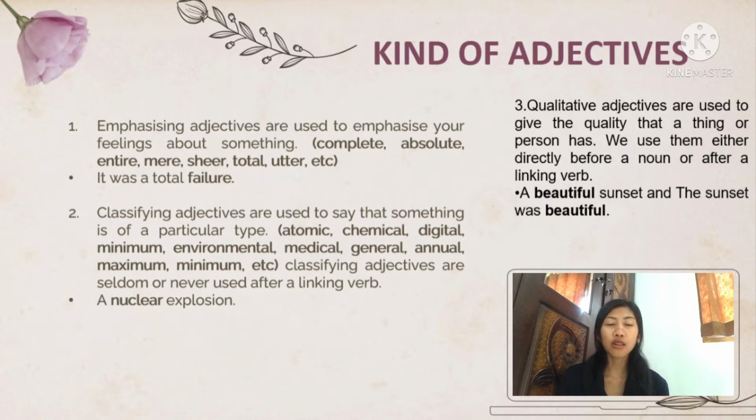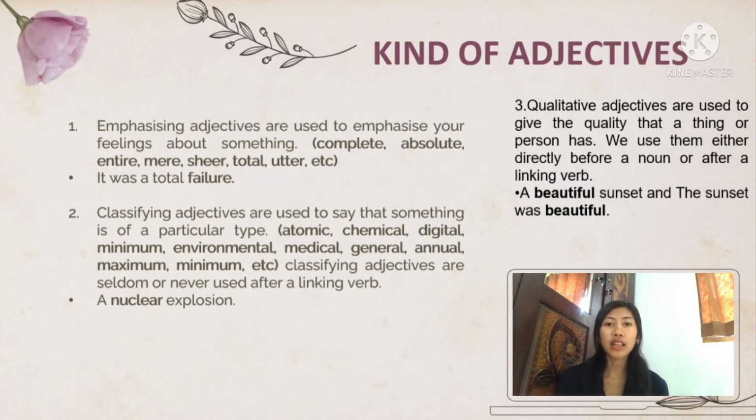The second one is classifying adjectives. They are used to say something is of a particular type. For example, atomic, chemical, digital, environmental, medical, and then general, annual, maximum, minimum, etc. Classifying adjectives are seldom or never used after a linking verb. For example, a nuclear explosion.